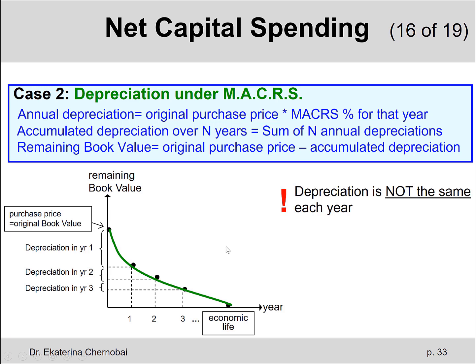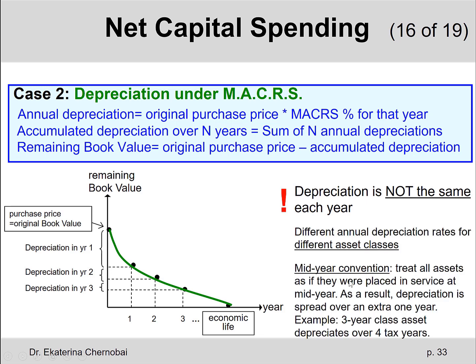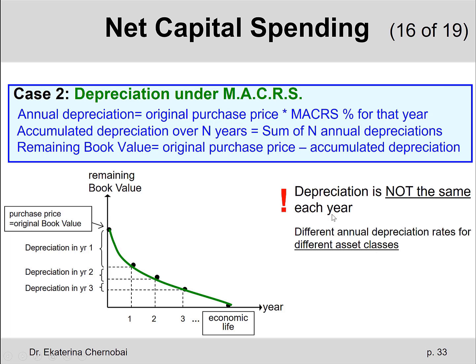For each year we get a curve. It's steeper in the beginning and then it gets flatter and flatter. There are actually different asset classes, and they each have their own rule for how much value is lost every year.